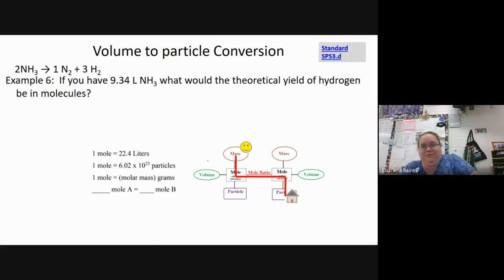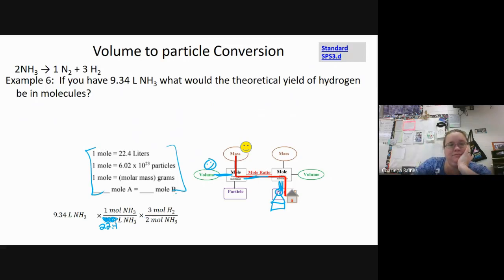We're going from liters to molecules. 1, 2, 3 steps. I'm using liters, so I should have 22.4 liters on the bottom. These are the only numbers that can go in my fractions. And I should get a number in scientific notation.